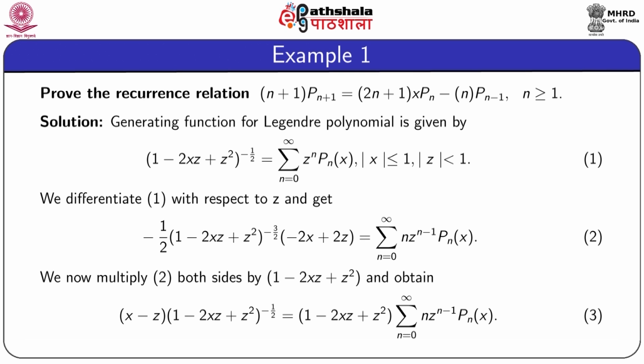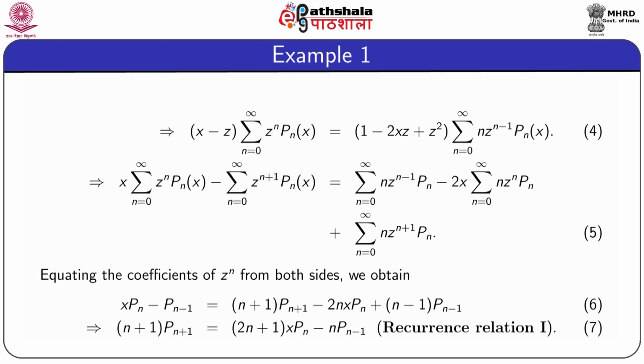We now multiply 2 both sides by (1 minus 2xz plus z squared), and we get expression number 3. After simplification, we will get (x minus z) into summation n equal to 0 to infinity z to the power n P_n(x) is equal to (1 minus 2xz plus z squared) summation n equal to 0 to infinity n z to the power n minus 1 P_n(x), given by equation number 4.